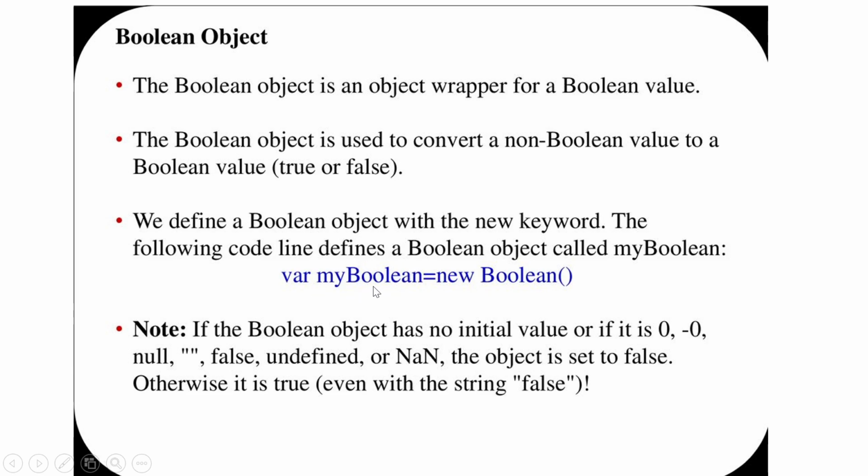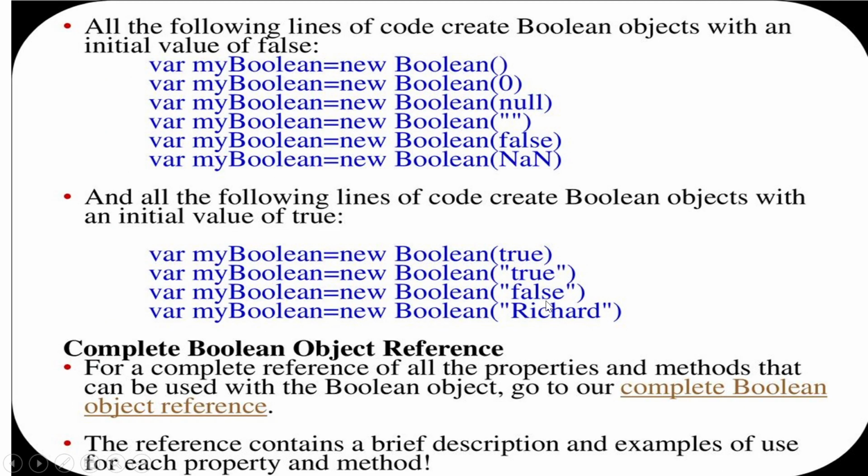What is myBoolean here? It is the Boolean object, and it is defined with the new keyword. So, if the Boolean object has no initial value, or if it is 0, minus 0, null, false, empty quotations, undefined, or NaN, the object is set to false. Otherwise, it is true. See, if the parentheses are empty, or contain 0, null, empty quotations, false or undefined, whatever of these values it is filled with, it will show the output as false. Otherwise, it will show the output as true.